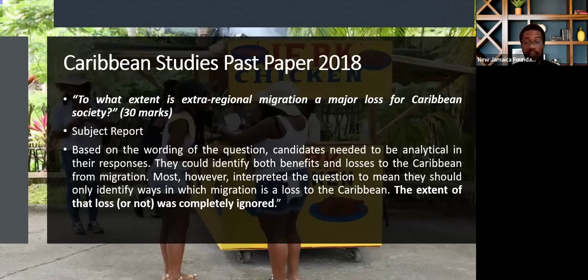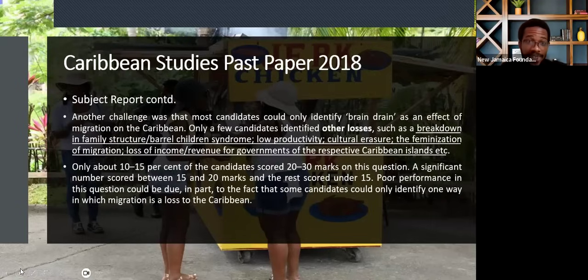Okay. Yeah, so these questions require you to look at more than just presenting information. For 20 marks, usually I'll ask you to present information. This is arguing to take a perspective or take a stand, which is why I put this emphasis. The extent of that loss was completely ignored. So let's also see what they said.